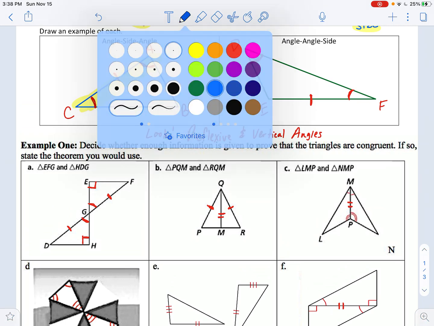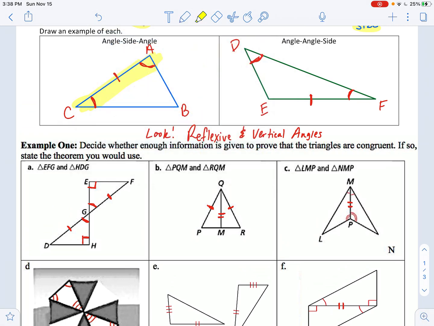I'm going to change to blue here. And let's see what we have. I have an angle, I have an angle, and I have a side. So far it looks like angle, angle, side. But let me check the other one just to be sure. I have an angle, I have an angle, I have a side. So since both of these are angle, angle, side, that's got to be my final answer.